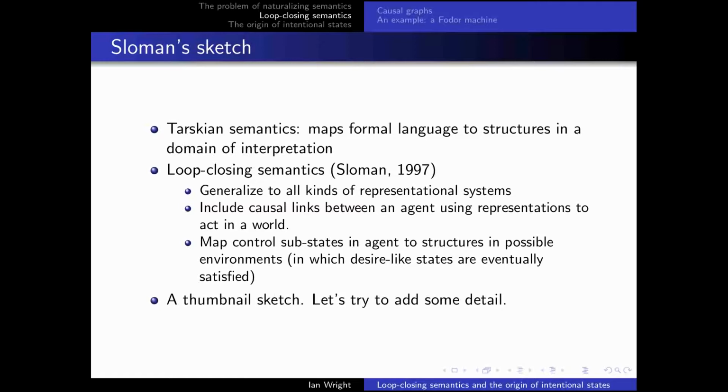Aaron also proposes we consider the causal links between the agent and its loop-closing worlds, which are those worlds in which the agent achieves its goals. Then we can set up a Tarskian-like mapping between the agent's representations and structures in its world, where the purely formal correspondence is further constrained by causal links. Now Aaron gives us a sketch, so let's try and add some more detail to it.